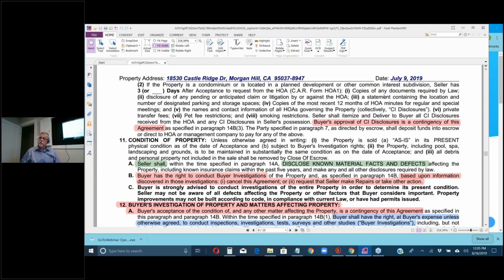The other thing is sometimes the seller doesn't move out in time. And that's what's going on right now. The seller's not moving out. Well, so what? We're going to get to the verification of condition.